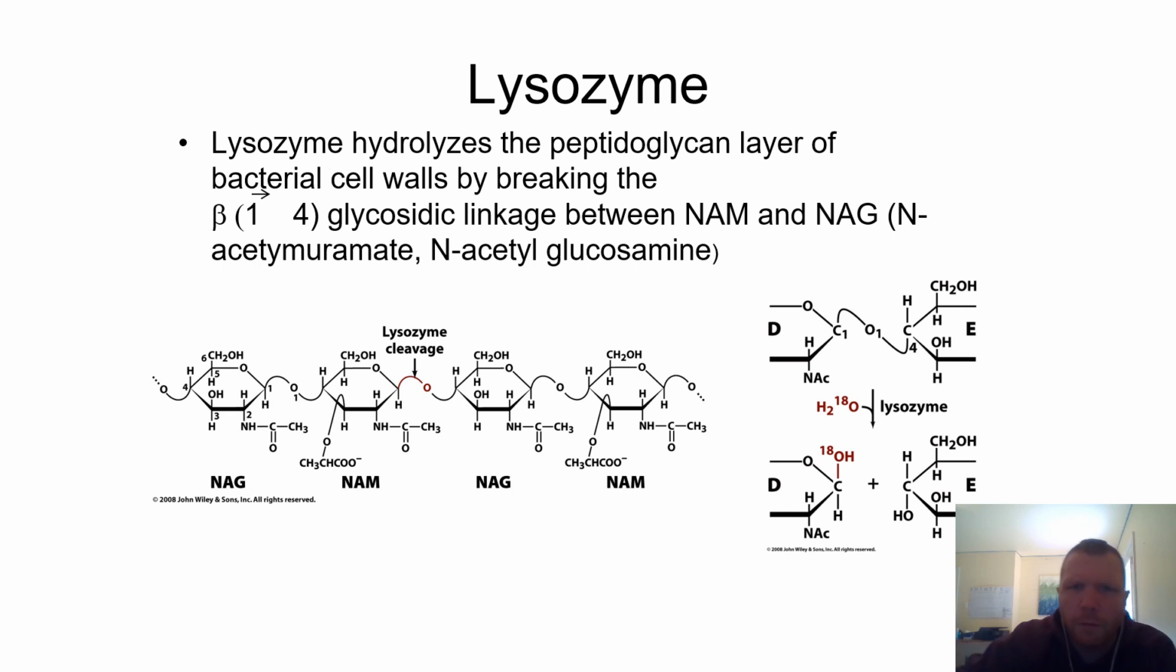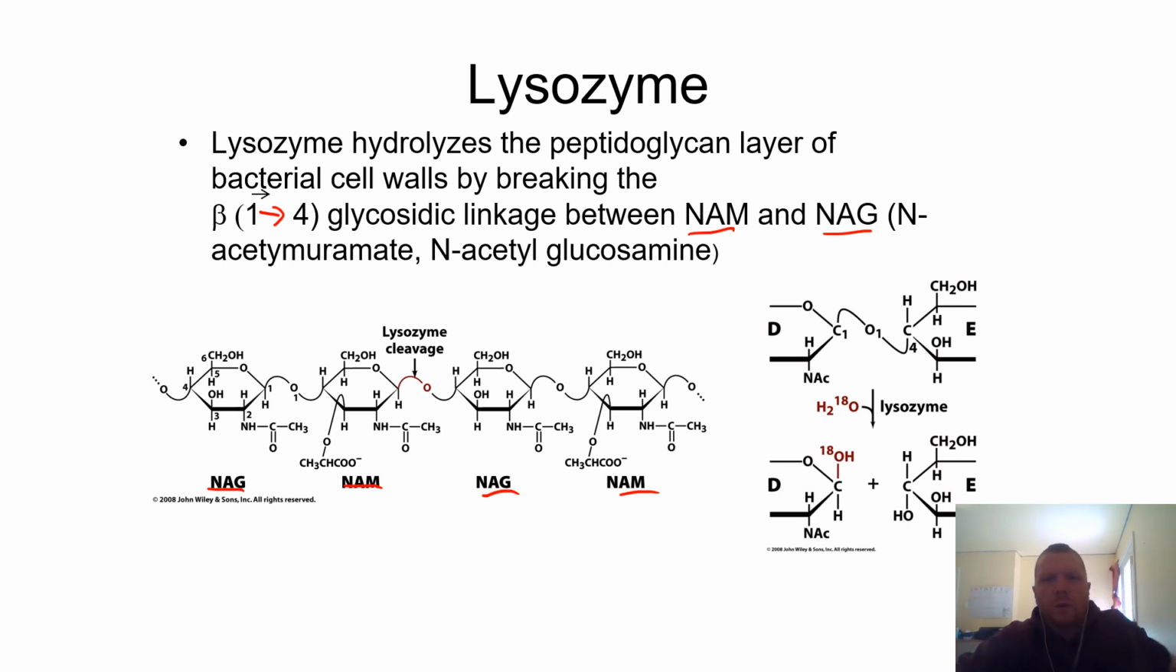The next enzyme that I want to talk about is lysozyme. Now, lysozyme is going to hydrolyze the peptidoglycan layer of bacterial cell walls by breaking the beta-1,4 glycosidic linkages between NAM and NAG, or N-acetylmuramic acid and N-acetylglucosamine. So NAG, NAM, NAG, NAM, NAG, NAM. Those are repeating elements over and over again.